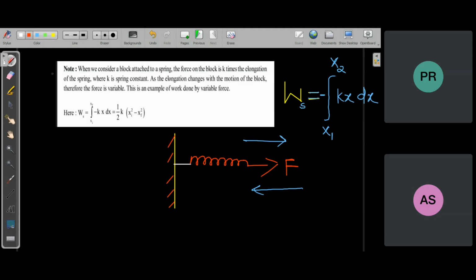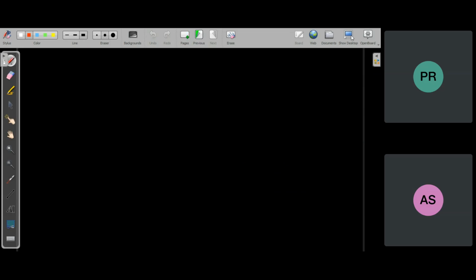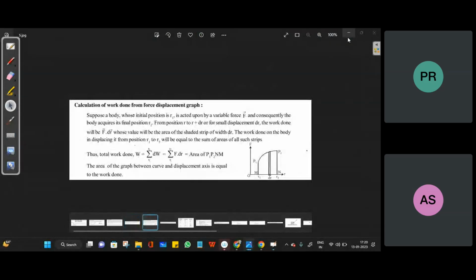Are you getting, sir? So we will only write the magnitude. We already know the direction, so that we will attach, that will be taken care of by theta. So if you do that, you will get the work done by the spring. And if you have to find the work done by the spring force, then you will take the spring force.